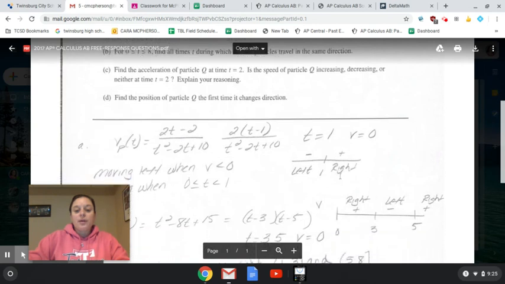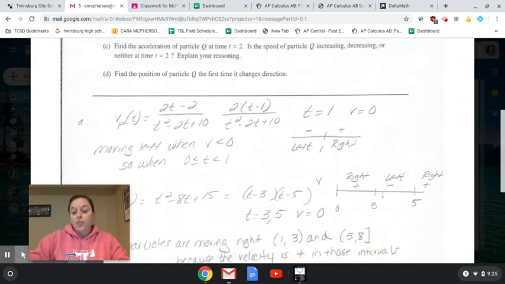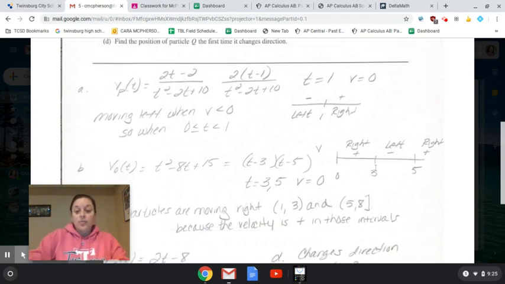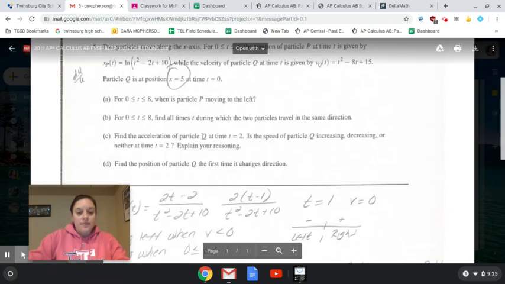And then finally, part D wanted to know the position the first time it changes directions. Well, from my number line, I can tell the direction change happens at 3. So I want to set up an integral. If I integrate velocity, I get position. When I integrate, 3 is one of my boundaries because that's what I'm trying to figure out. I also want to use a second boundary, and the reason is it's what I know about.